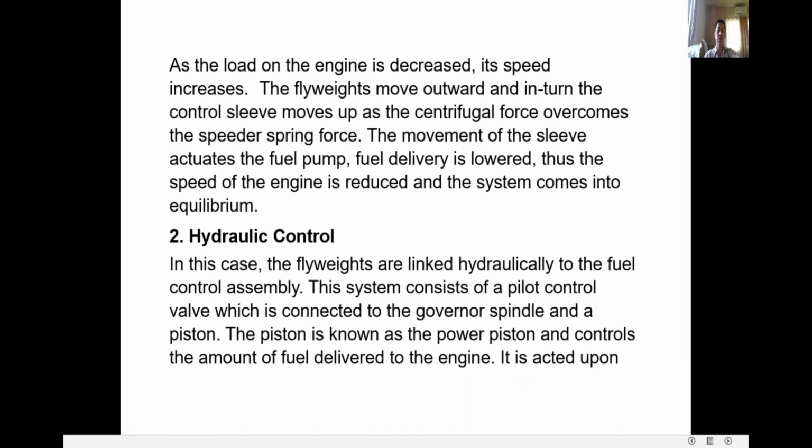As the load on the engine is decreased, the speed increases, the flyweights move outward, and in turn the control sleeve moves upward as the centrifugal force overcomes the speeder spring force. The movement of the sleeve actuates the fuel pump. Fuel delivery is lowered, thus the speed of the engine is reduced and the system comes to equilibrium.